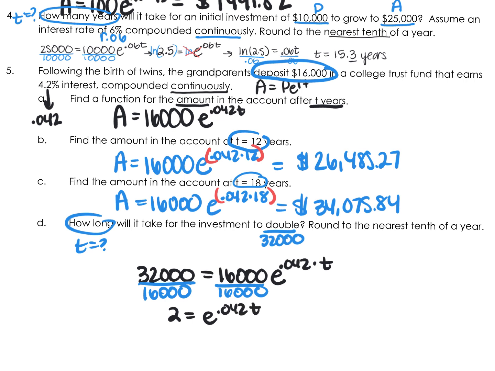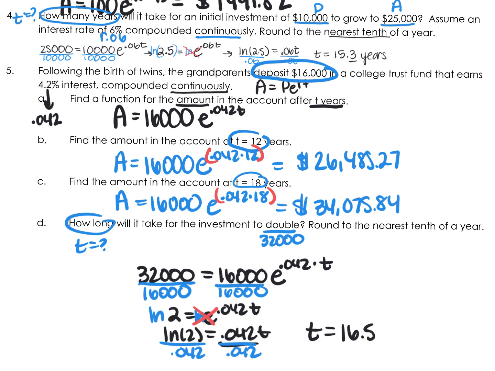Then we'll ln both sides. That will make the ln e go away. So we'll have ln of 2 is equal to 0.042 t. Divide by 0.042, and type that into your calculator, and you should get t is equal to 16.5, since it says round to the nearest tenth.